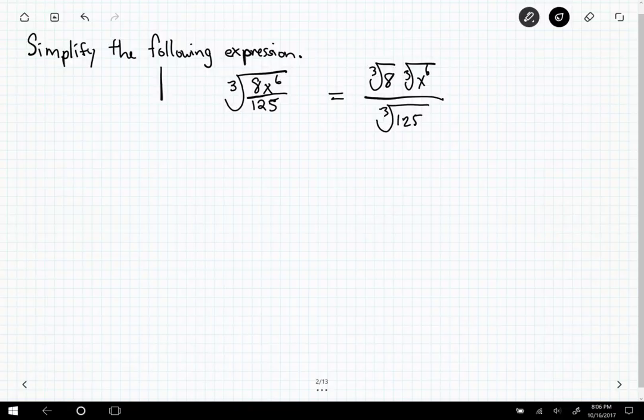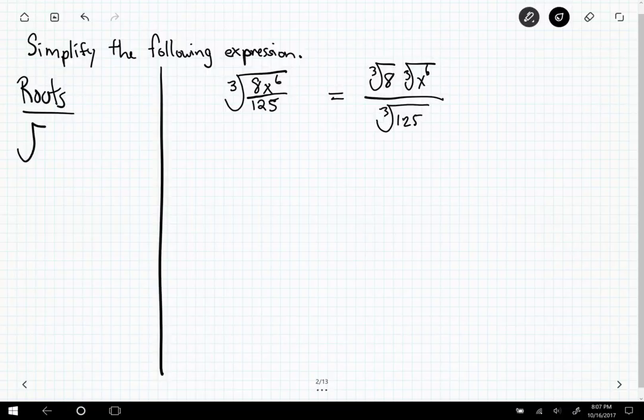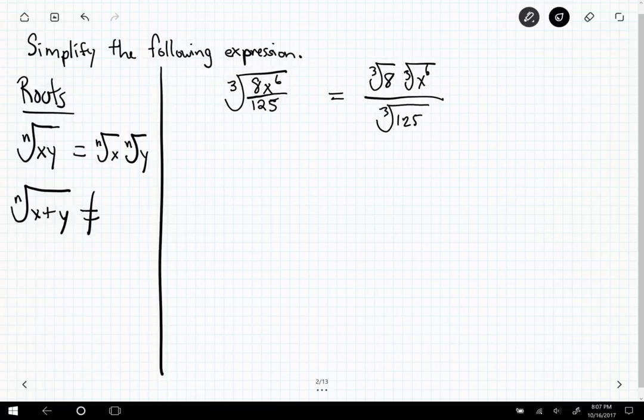One thing to take note of here, I'll make a note of roots. If you have an nth root of x times y, doesn't matter if it's a square root, cube root, fourth root, whatever the root is, you can always break that up into the nth root of x times the nth root of y. However, the big mistake that we see oftentimes is, if we have a plus symbol in between, we cannot break that up into the nth root of x plus the nth root of y.